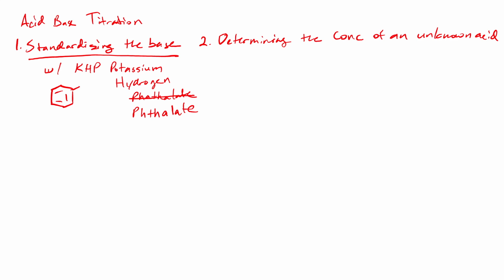Okay, so don't get confused with that P, because that P does not stand for phosphorus. It stands for phthalate, right? And the phthalate is this part of the molecule right here. Okay, that's the phthalate part. And then here's the hydrogen part of the molecule, and here's the potassium part of the molecule, right? So don't get confused. That's KHP. And the reason why we use KHP to standardize bases is because it has this hydrogen here. We'll also call it a proton, right?